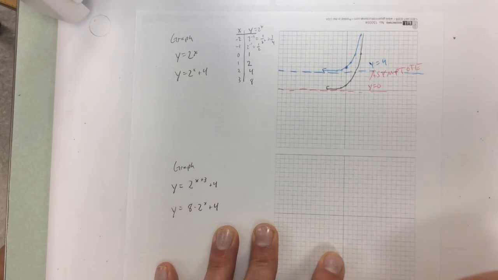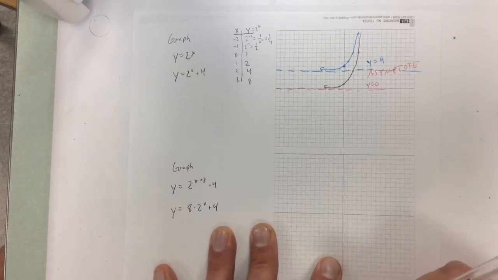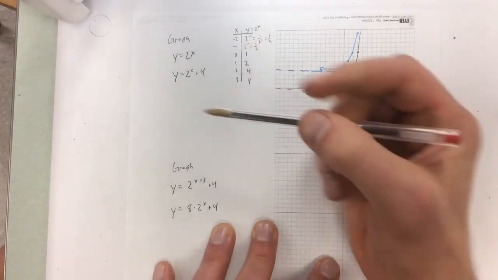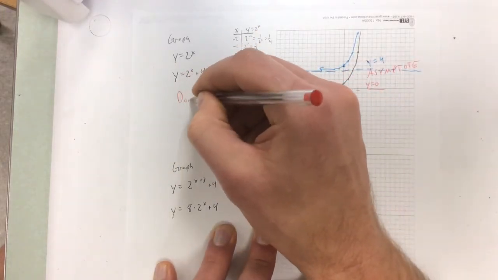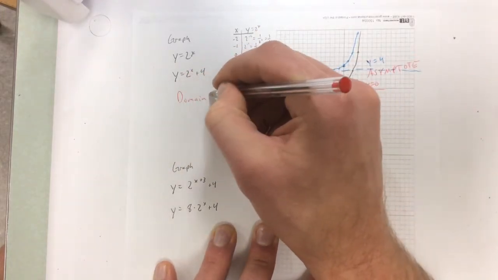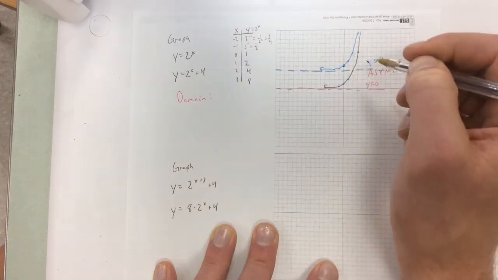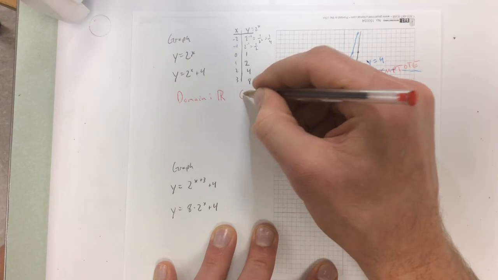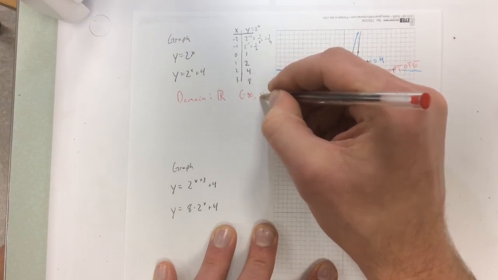Now, since there's no restrictions on the domain, we can plug any number in here, any negative number or any positive number into this. The domain is going to be all real numbers, or you could write it negative infinity to positive infinity.